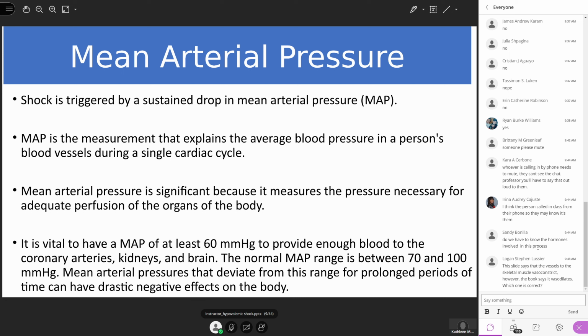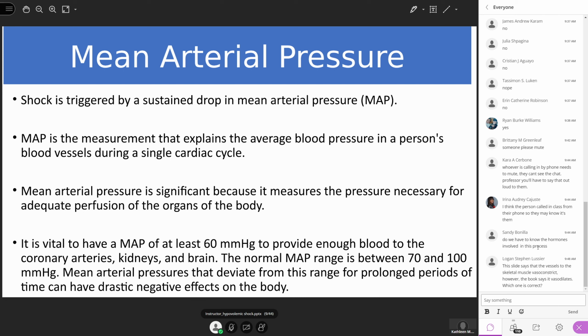So we're going to talk a little bit about the mean arterial pressure. Basically, the MAP is the measurement that explains the average blood pressure in a person's blood vessels during a single cardiac cycle, so a single heartbeat. It's significant because it measures the pressure necessary for adequate perfusion of the organs of the body. So this is important for us to know. If you're on a vitals machine at work and it sends that information right to the computer, it will actually show you what the MAP is. But I also feel like it's really important that you know how to calculate the MAP.